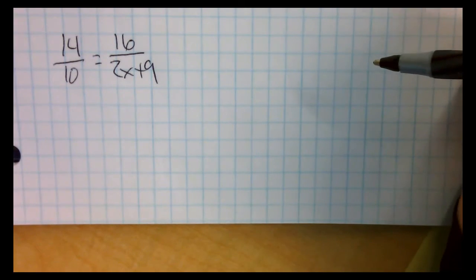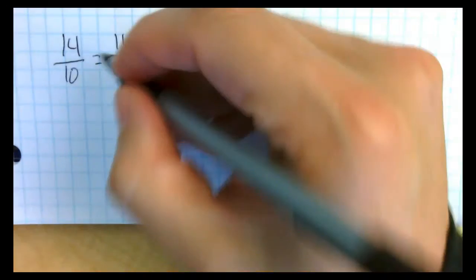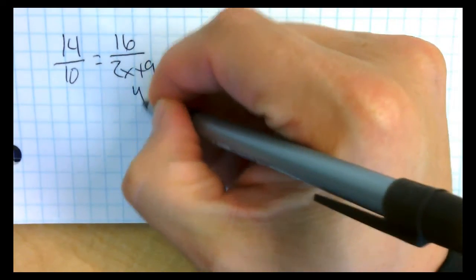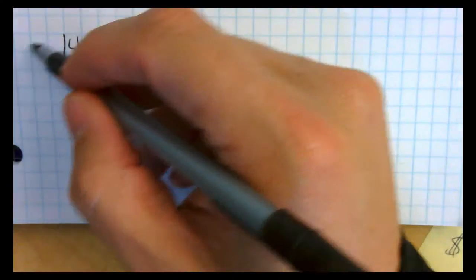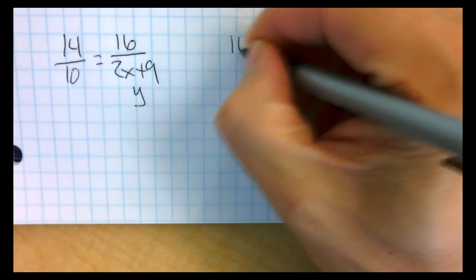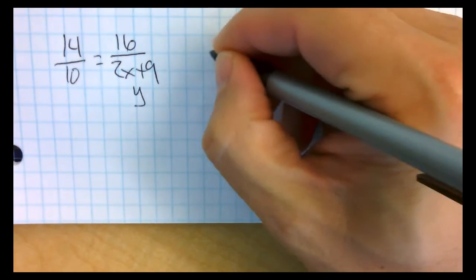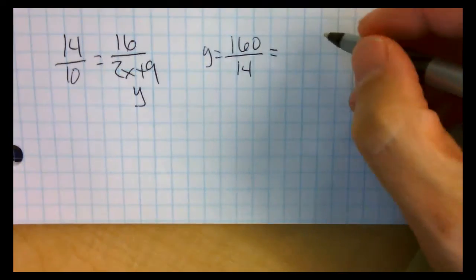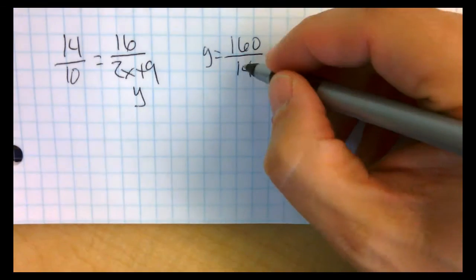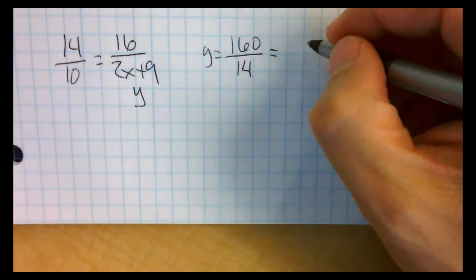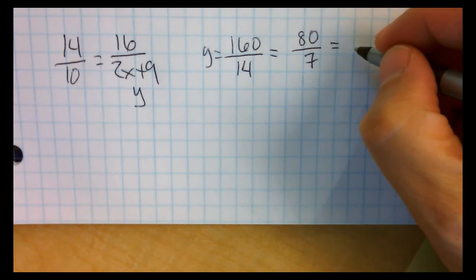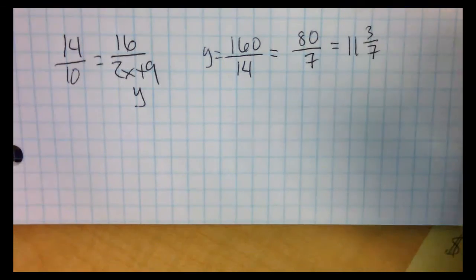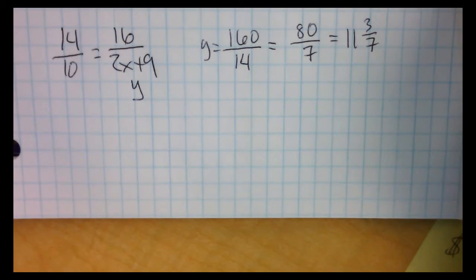One way to get around this is to use what I've called the Jessica method. For a second, just pretend this said y. And to solve for y, I'm going to do 16 times 10 divided by 14. 16 times 10 is 160. And then I need to divide that by 14. So 160, let's see, 2 goes into both of those. So we get 80 over 7, which is 11 and 3/7, something like that. Okay, so that would be one way to solve for y.